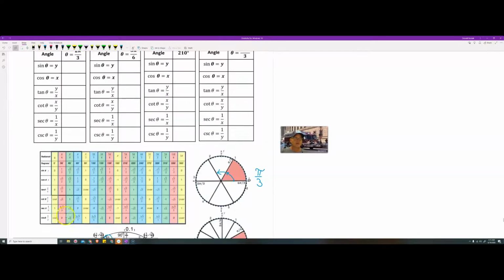Okay, so to copy these, here's 2 pi over 3. So I got my y-coordinate of that point, my x-coordinate, my tangent. And so we've already computed these in yesterday's lesson, so all we have to do is just read them off the chart.